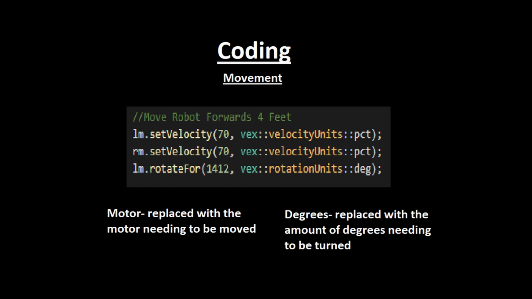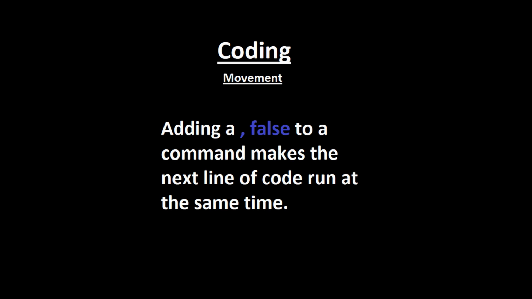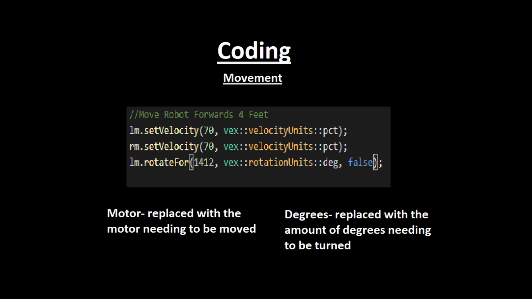When running code, the program runs code from line to line in order from top to bottom, meaning that since we're making 2 lines of code to move both motors, they won't run at the same time. The one will run, then the next. In order to make them run together, you need to add a comma false in the parentheses after the rotation units. Remember though that you don't add a false to the last command in a list that needs to run together, meaning that if I had 3 lines of code that I wanted to run at the same time, I would put a false at the end of only the first 2 commands.